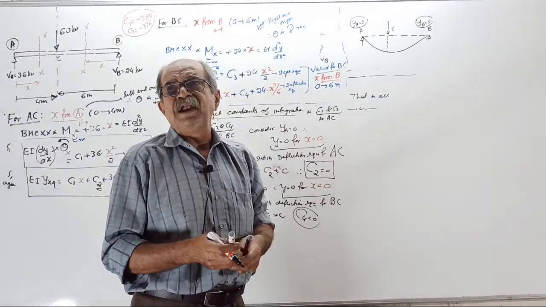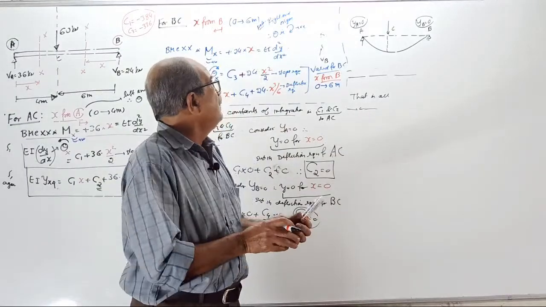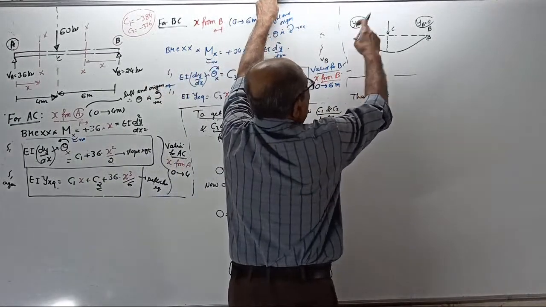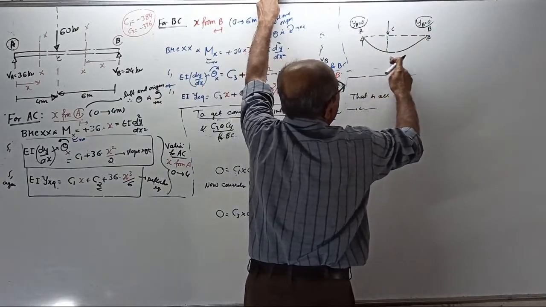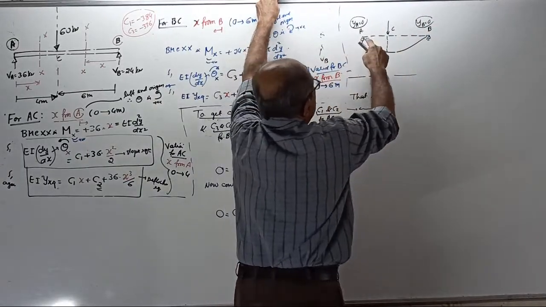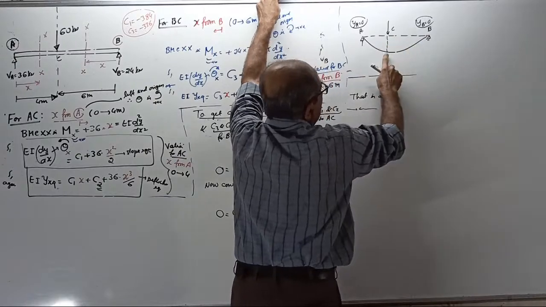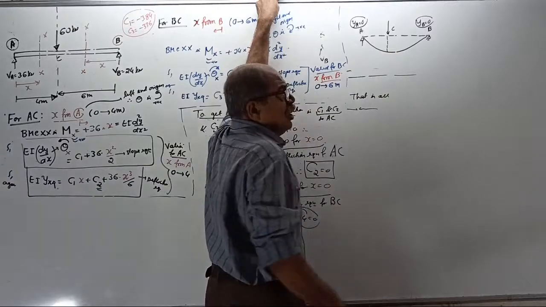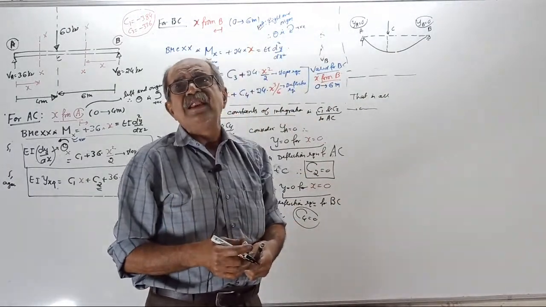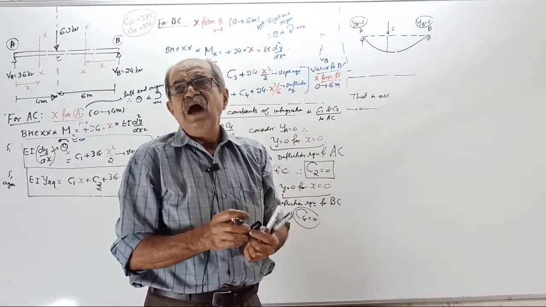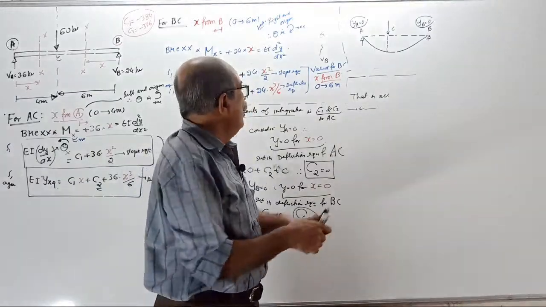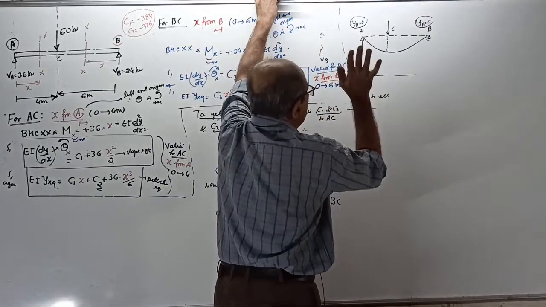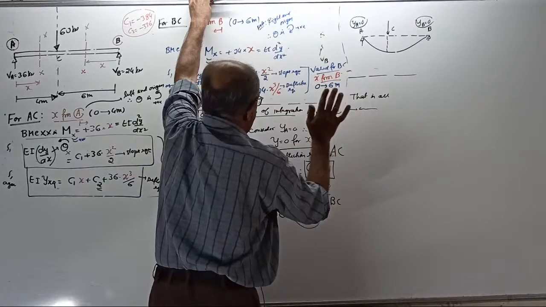No more boundary conditions are available. Why? Because here deflection is 0, here deflection is 0. Everywhere else deflection is there. Here slope is there, here slope is there. Somewhere here slope is 0, but where? We don't know where. Unless you know where, how can you consider it? Therefore, that's all we got.